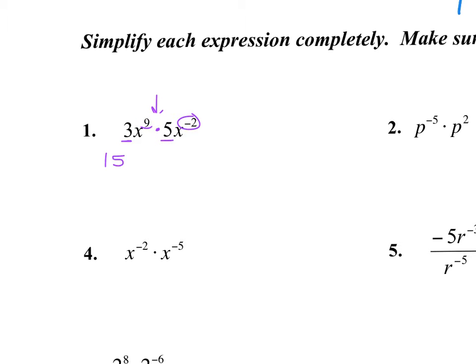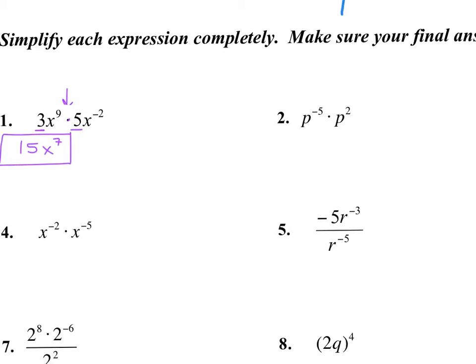This next part then, you have x to the 9th times x to the negative 2nd. What is that? X to the 7th. You're going to go 9 plus negative 2 is x to the 7th. So this would be your answer, okay?